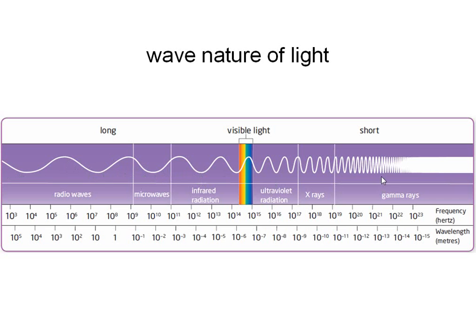Electromagnetic waves have long waves and short waves, I mean the wavelengths. So what is wavelength? Wavelength is the distance between two neighboring peaks. This is a peak, and this is also a peak, but they are neighboring. So this distance is called the wavelength.